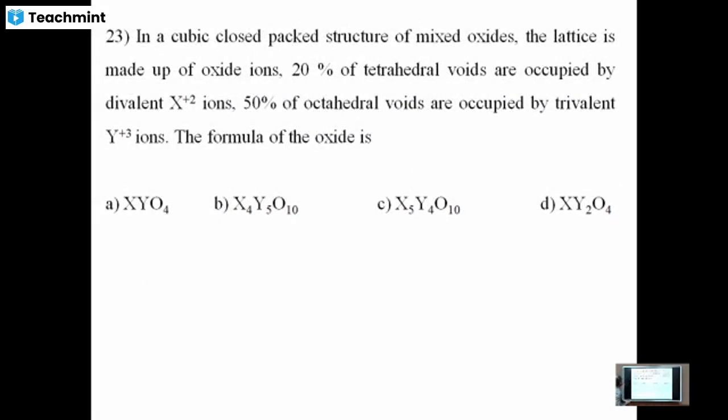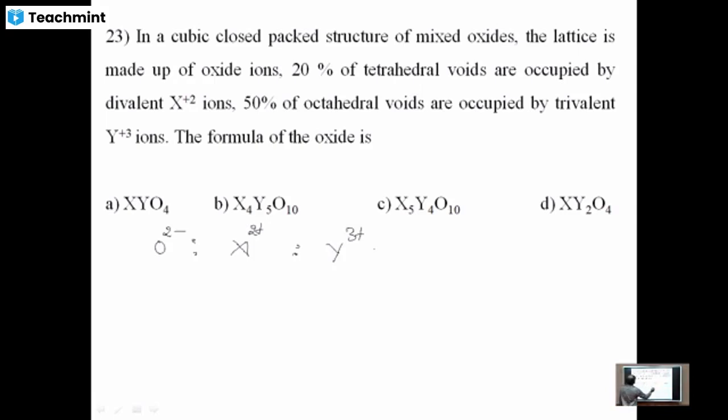Next one, in a cubic closed packed structure of metal oxides, the lattice is made up of oxide ions. 20% of tetrahedral sites are occupied by divalent X+2 ions. 50% of octahedral sites are occupied by trivalent Y+3 ions. Then the formula of the oxide is? We have three types of ions: one is the oxide ion, another is the divalent X+2 ion, and the third is the trivalent Y+3 ion.